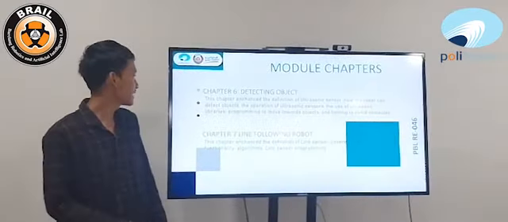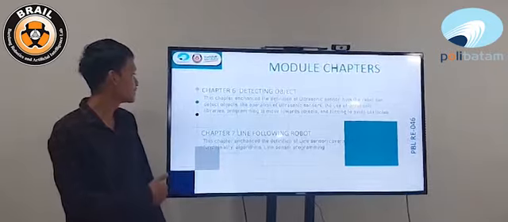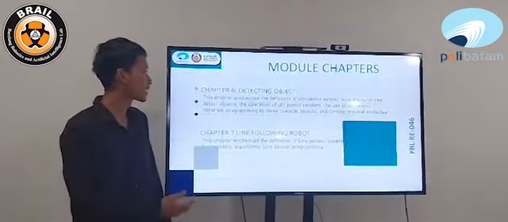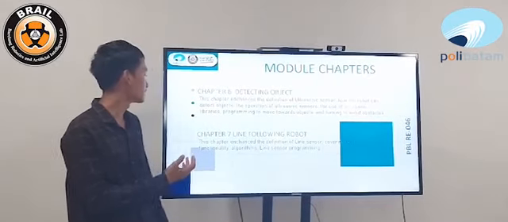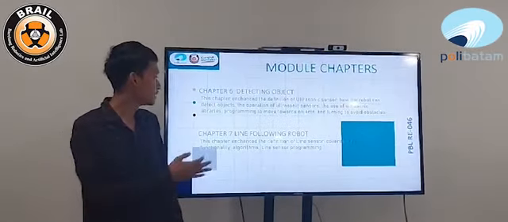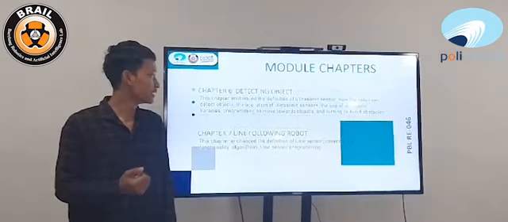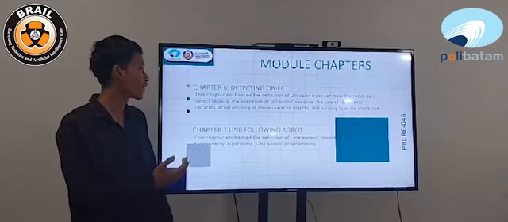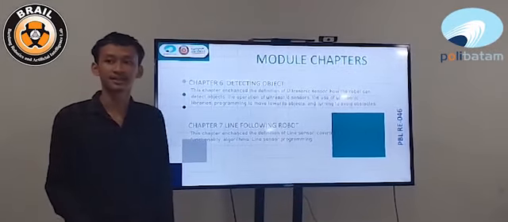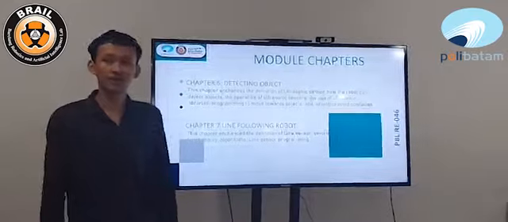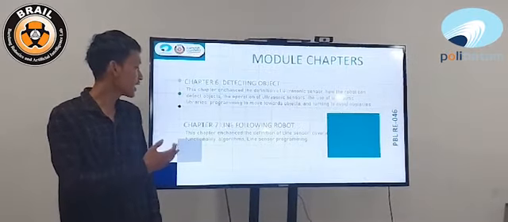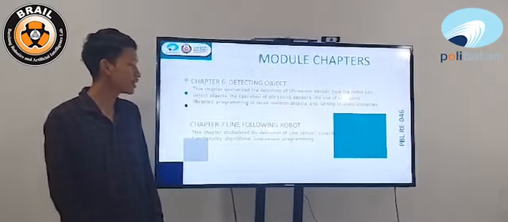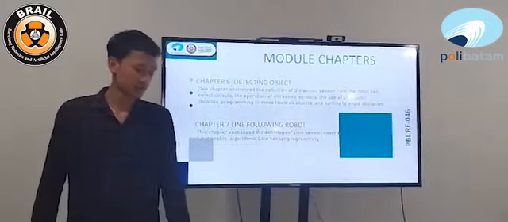Thank you. And the next slide, chapter 6, detecting object. This chapter covers the ultrasonic sensor so the robot can detect objects, the operation of the ultrasonic sensor, the use of the ultrasonic library, and a program to move toward an object and learn to avoid obstacles. Next chapter, line following robot. This chapter covers the definition of line sensors, their functions, algorithms, and sensor program.